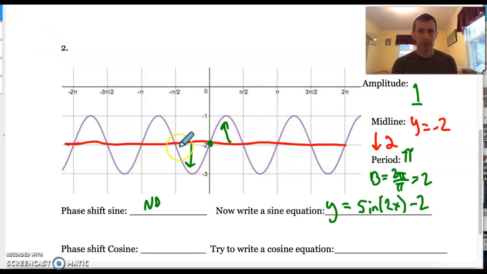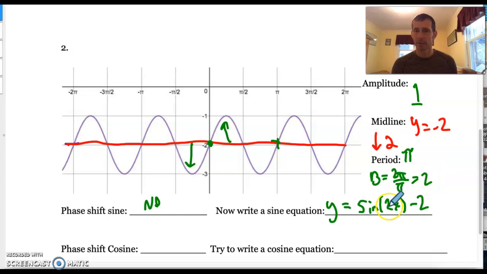All right, so once again, I first did the midline. It's at -2. That's down 2. From the midline to max and min, that's amplitude of 1. This definitely has more waves in it, so you notice that one cycle is actually done right here by the time I get to pi. So my period is pi, so b is 2 pi divided by the period, and so that equals 2, so my b value is 2.